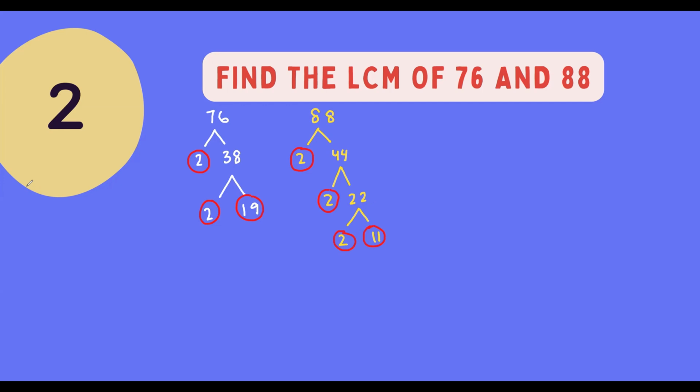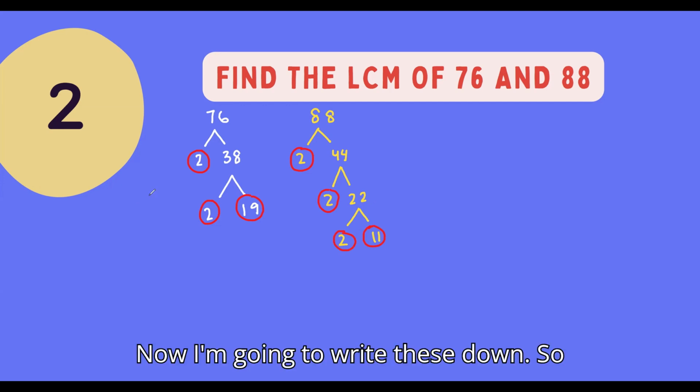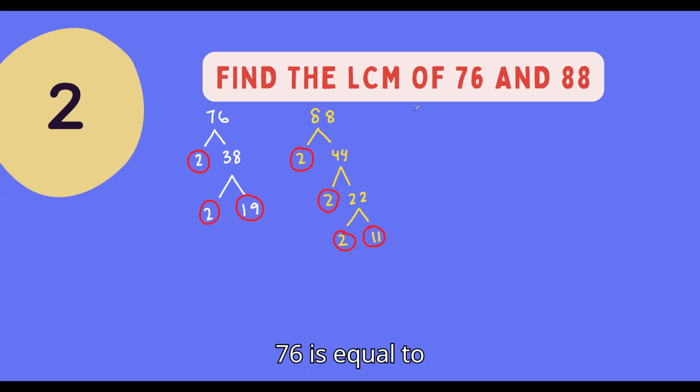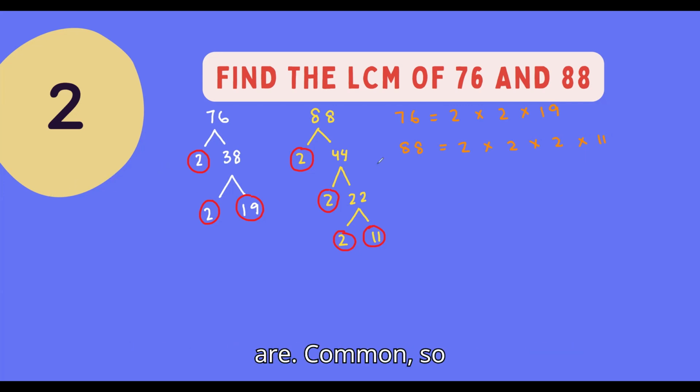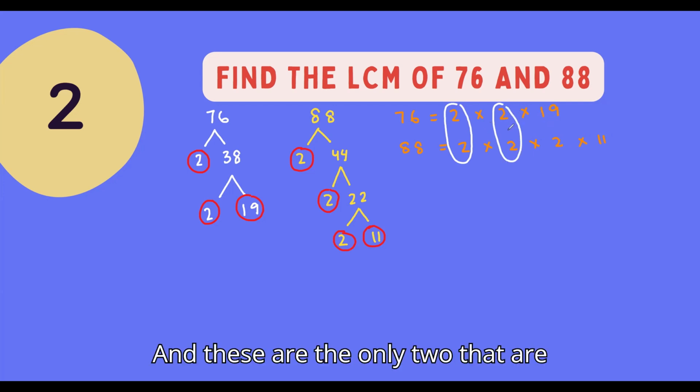Now I'm going to write these down. So 76 is equal to 2 times 2 times 19, and 88 is equal to 2 times 2 times 2 times 11. And now I'm going to circle the ones that are common. So 2 is common, and then again 2 is common, and these are the only two that are common.